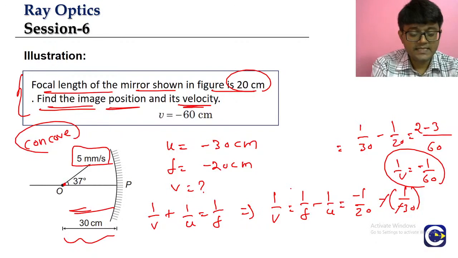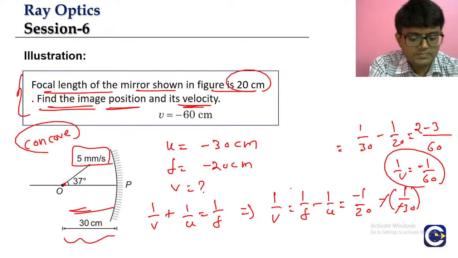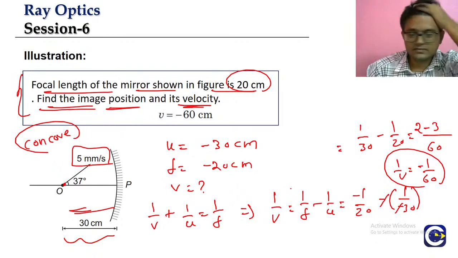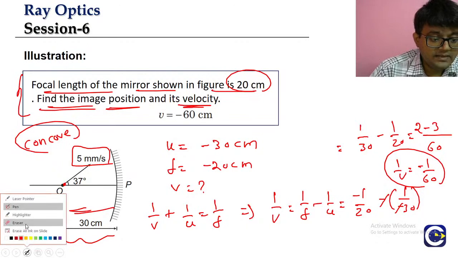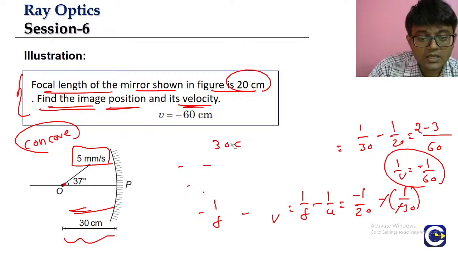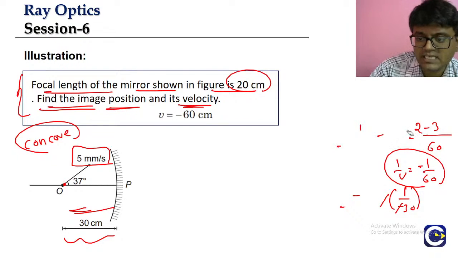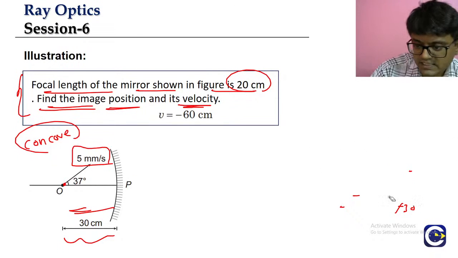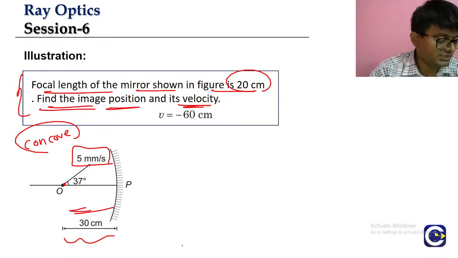I'm expecting answers. What is the v value? Not many of you are responding. Guys, this is straightforward, we didn't do much. This is still 10th standard level stuff, finding the image location. You have to confirm whether you're able to get it. We will get the v value as minus 60. Now comes the real part of the question.